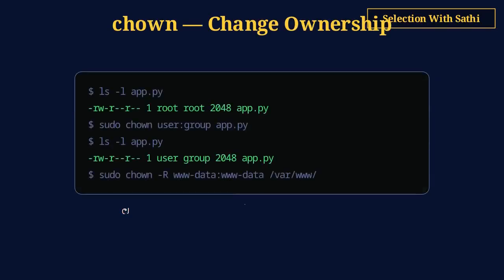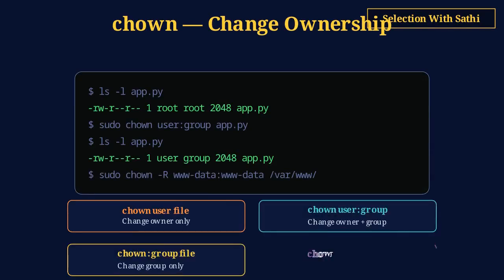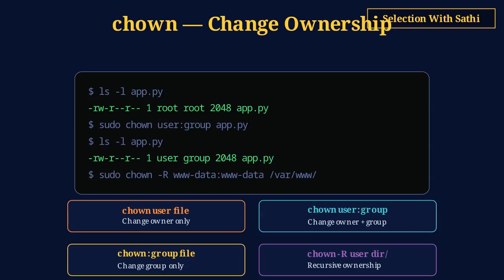Chown changes the owner and group of a file. Chown alice:developers file.txt. Use -R for recursive changes on directories. You usually need sudo to change ownership.